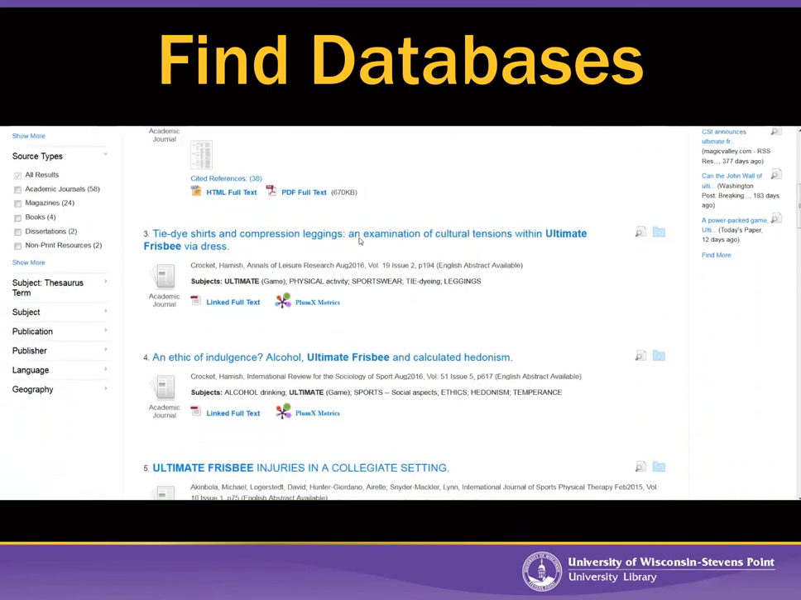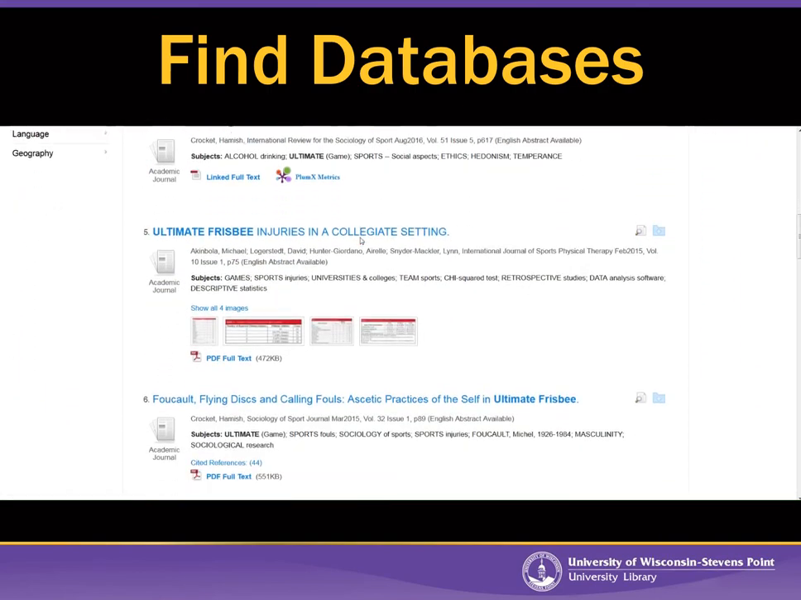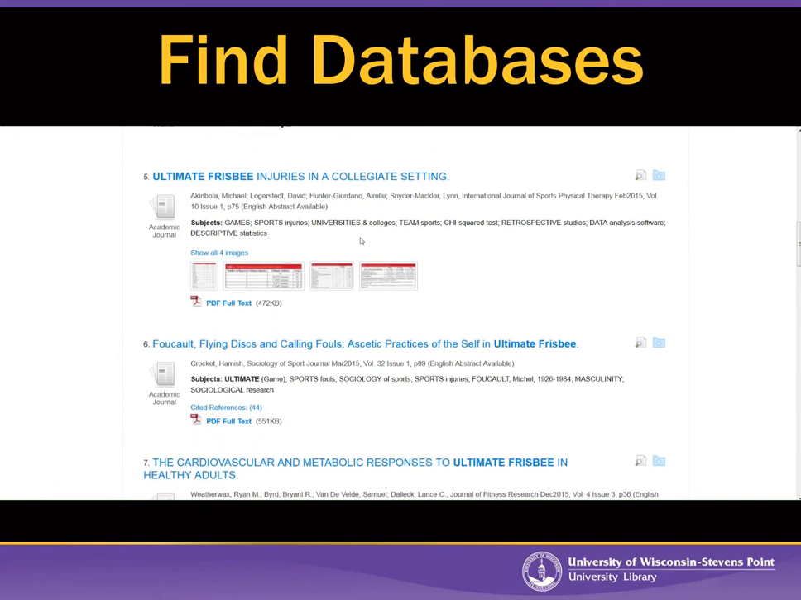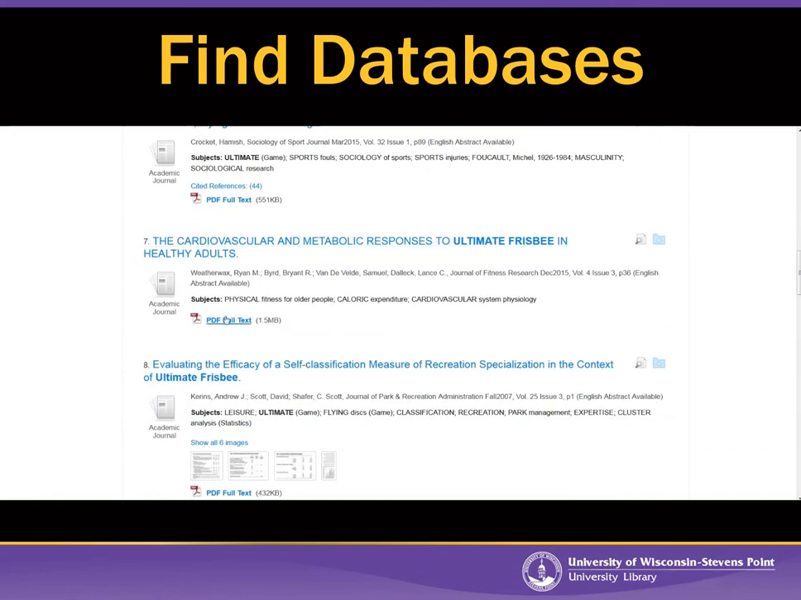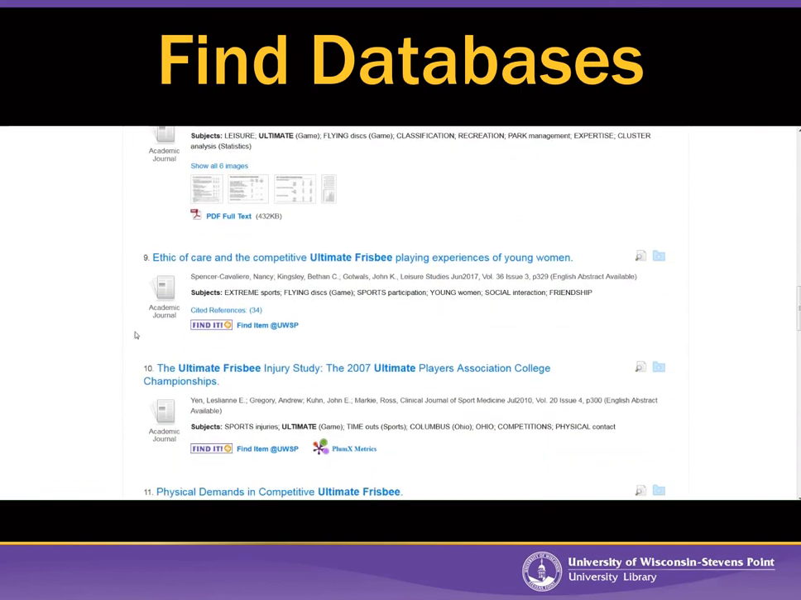Okay? And also, if you scroll down, what you're going to notice is that most of the articles in Sport Discus are full text, or they're at least linked to full text. Okay? But unlike Search at UW, not all articles are full text in Sport Discus. So you can still get the full text though. You want to use the Find It button, and that's what we're going to explore next, the Find It button.